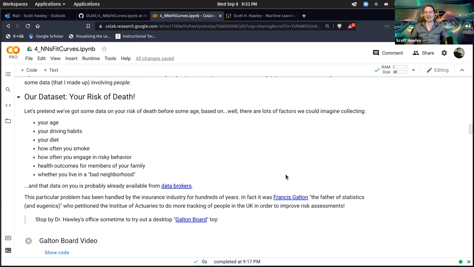And Galton was the guy that did this because he was really interested. He wrote to the Institute of Actuaries. He's like, hey, we need to do better life insurance risk assessment, so we need to get more data on people. So really, this history of getting data goes way, way, way back.